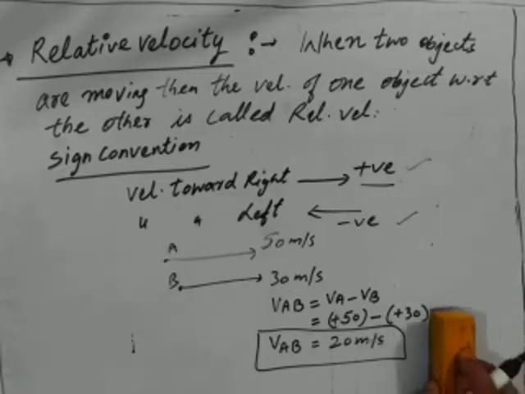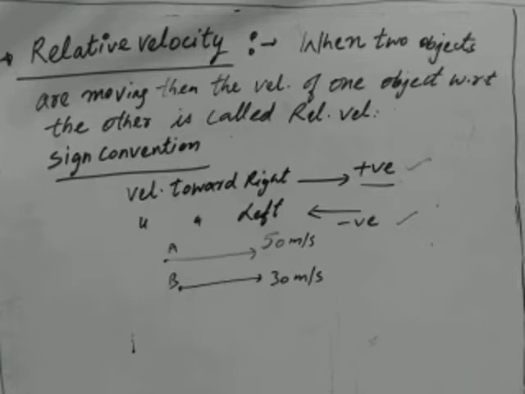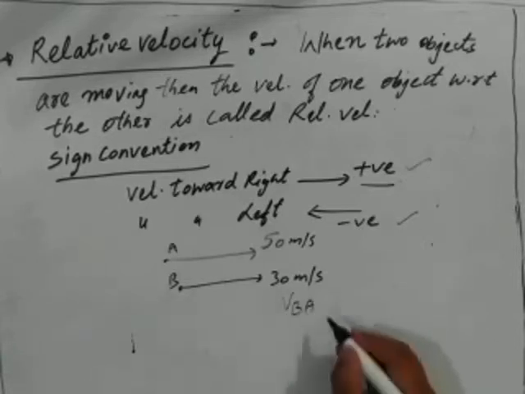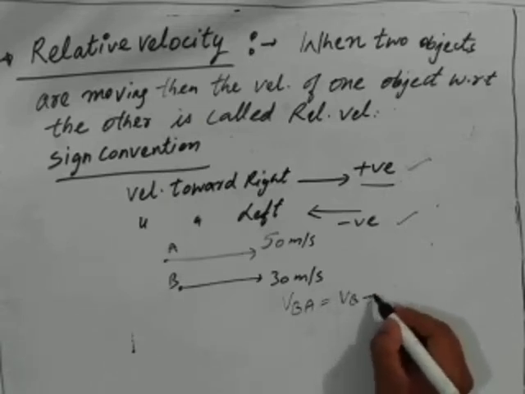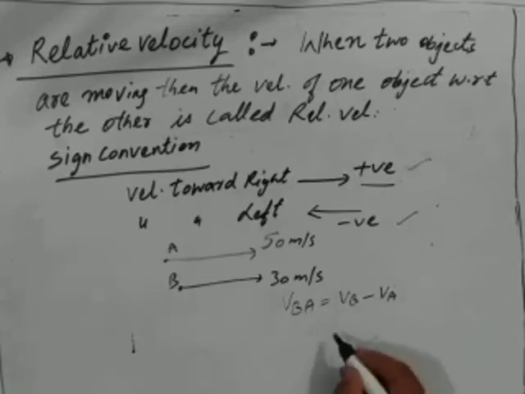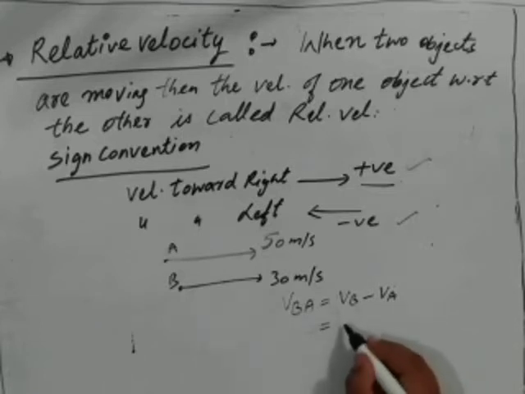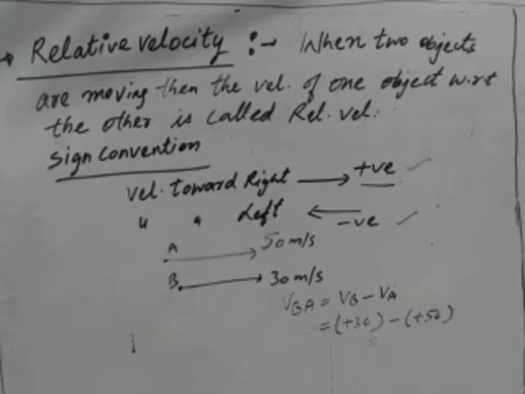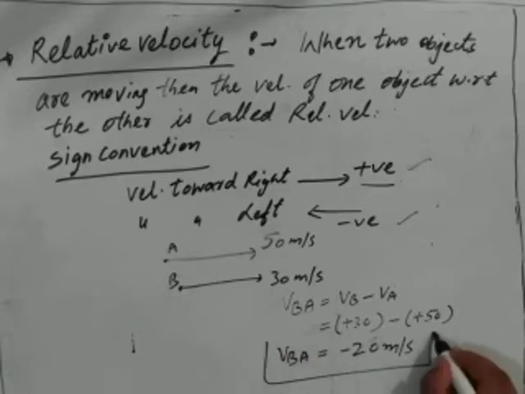If we calculate velocity of B with respect to A, it will be VB minus VA, so that will become plus 30 minus plus 50. So this will become minus 20 meter per second. This is the velocity of B with respect to A.